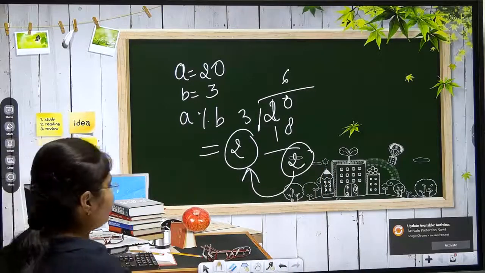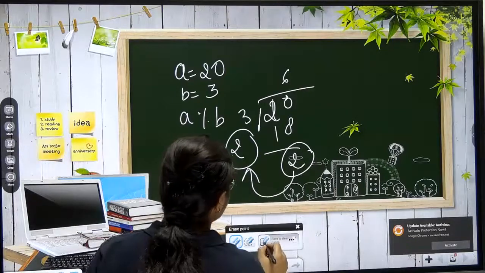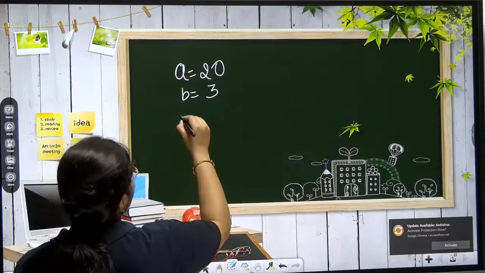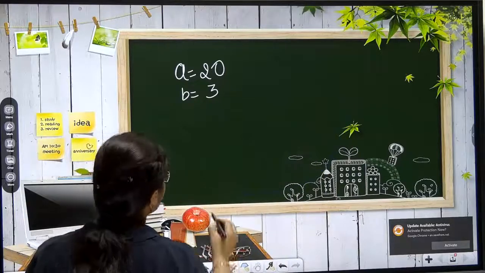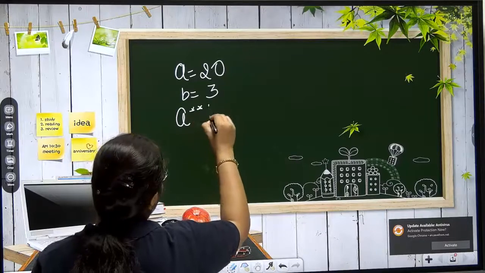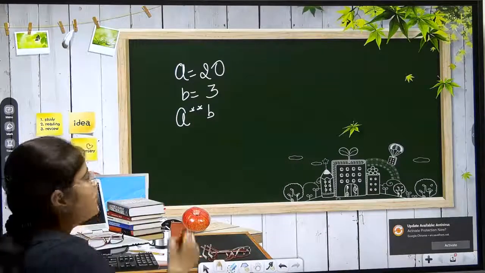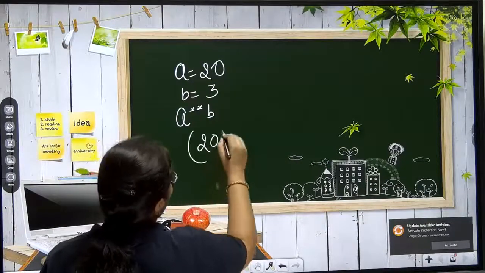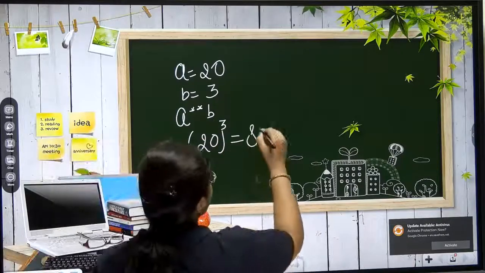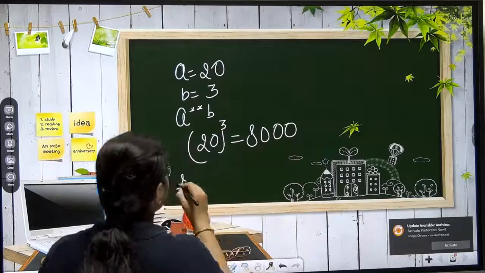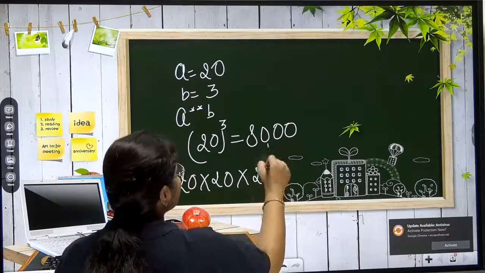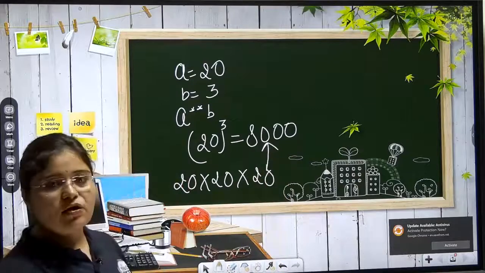Next operator we are having is A exponent B. It means 20 raised to the power 3, and you know what it will be? 8,000. And how are we getting this value? 20 into 20 into 20. So this will be your answer in case of exponent.